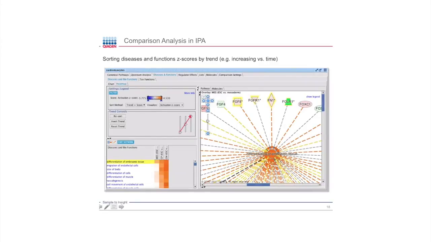Or you can slide that up and slide that one down and show decreased over time, or whatever pattern you feel like drawing in with these sliders. Then IPA will find the rows that match that pattern the best. So these are increasing trend over time. If you click on a square, you can see which genes were involved in that prediction.